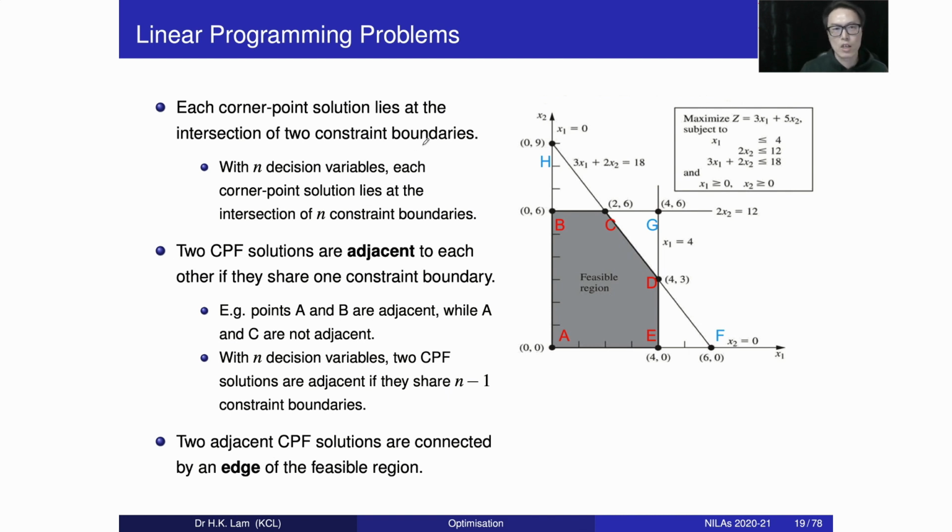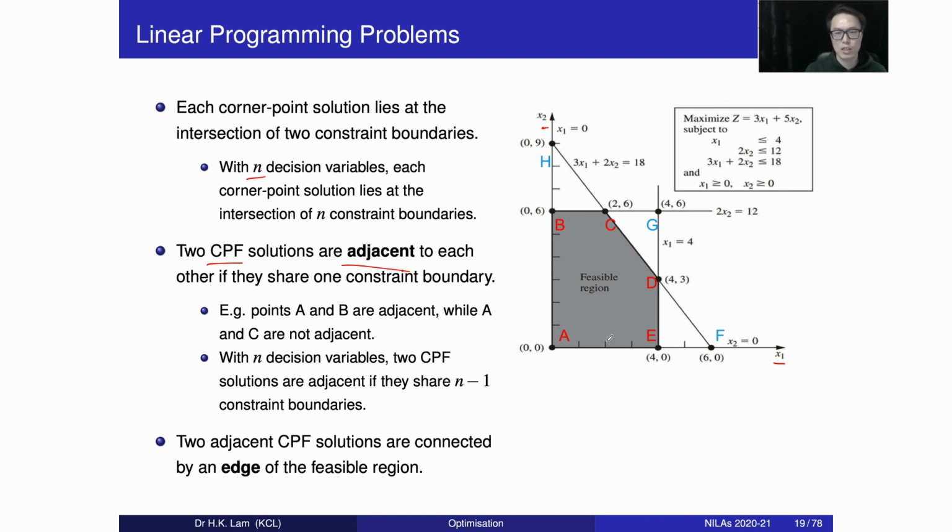Now we consider only two-dimensional space, that is, we only have two variables, x1, x2. If we extend it to n decision variables, the corner point would be the intersection of n constraint boundaries. But now this is two-dimensional space, so when two lines meet, we can find one corner point. So the corner point feasible solutions can be adjacent.